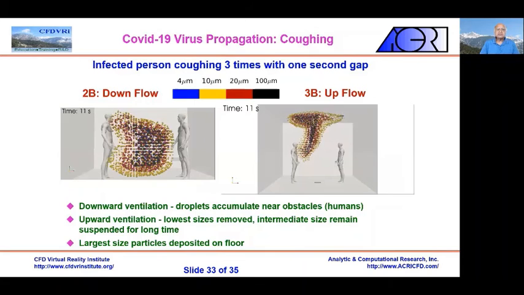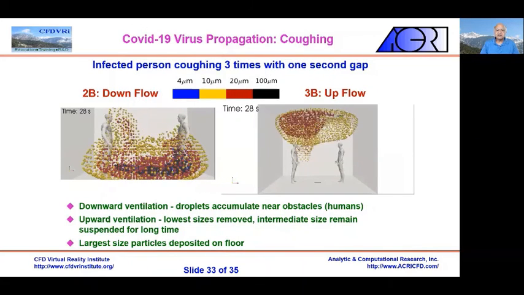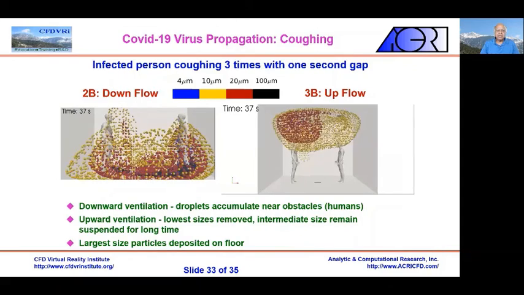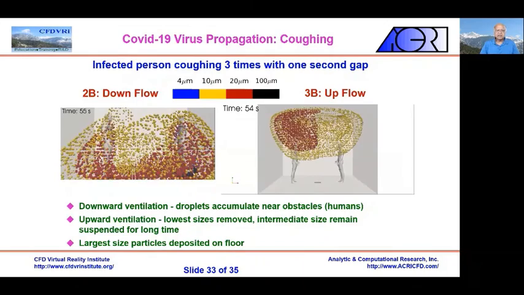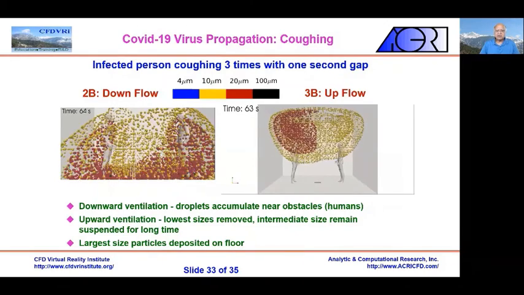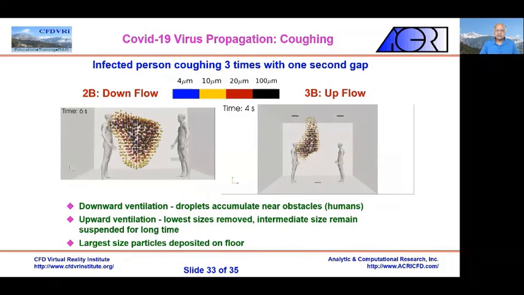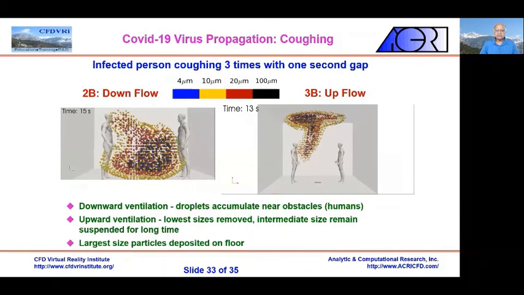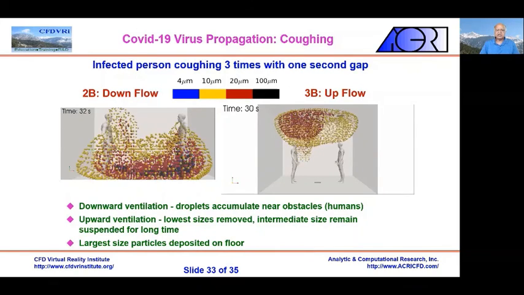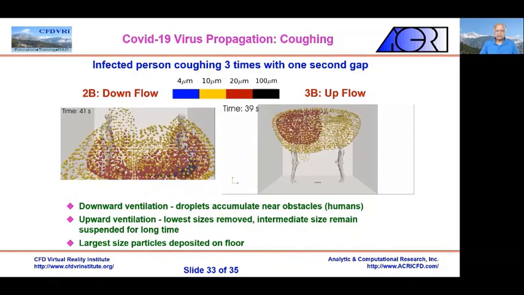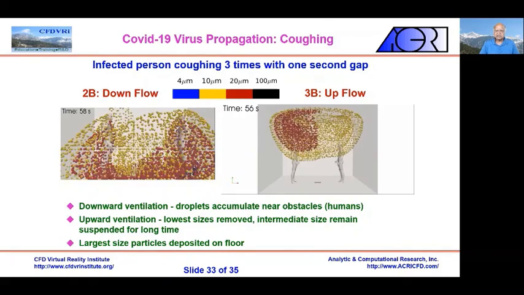Let's look at the propagation of a virus, a very topical project. Here is a person who's coughing 3 times with a 1 second gap. You can see the person on the left is coughing and the right is the recipient. Now you can see that the flow plays a big role. It's not just 6 feet apart. It's a question of what the ventilation is. If you are downwind of somebody, like this recipient in the downflow situation, you're going to be inundated and immersed in the virus particles.